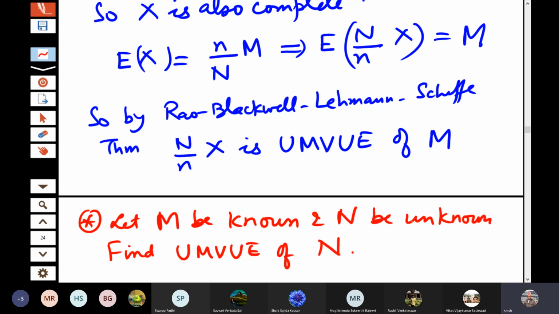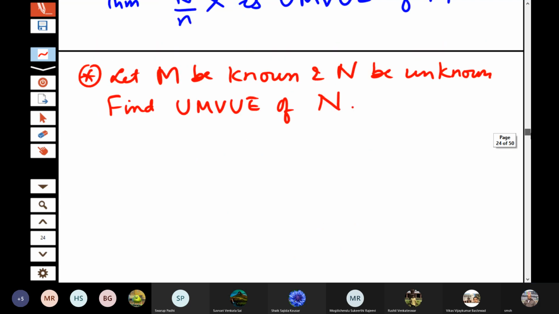So I am giving an alternative problem here: suppose m is known and n is unknown, then find the UMVUE of n. Actually, this has more importance in the case when the populations are very large and they are unknown due to hidden characteristics.